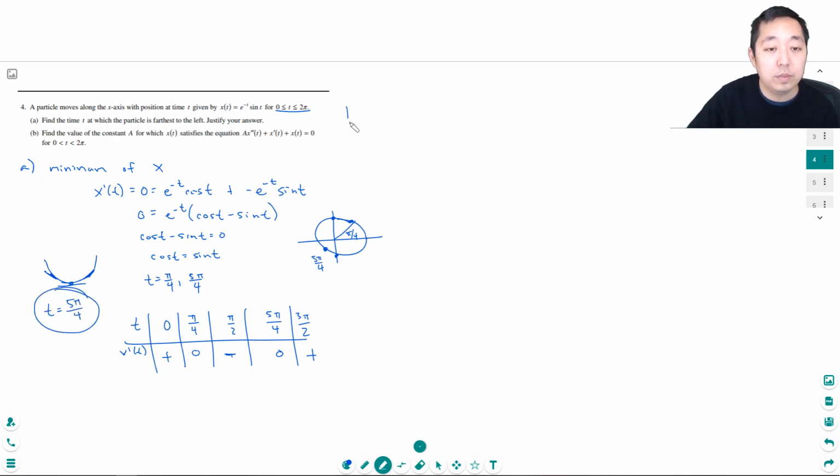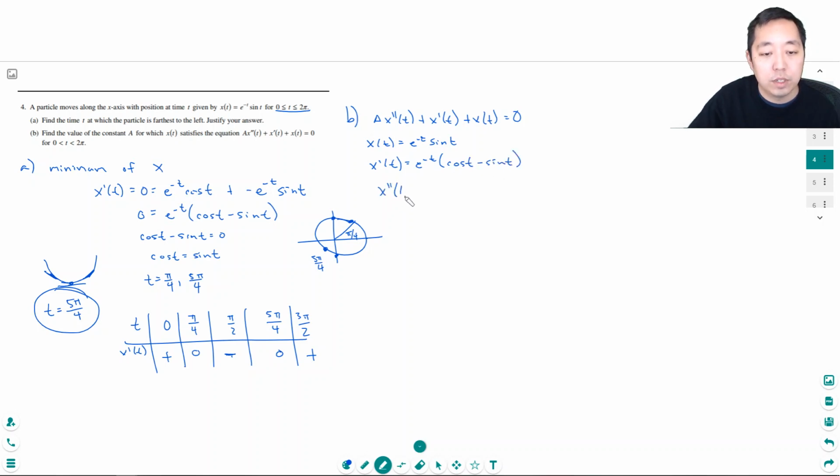Okay? B, find the value of the constant a for which x of t satisfies the equation a x double prime of t plus x prime of t plus x of t equals 0. Well, I've got to compute each of these and plug it into here. I've already computed x prime of t. So I know x of t is equal to e to the negative t sine t. I know x prime of t is equal to e to the negative t times cosine t minus sine t.